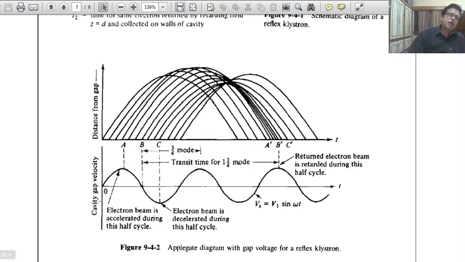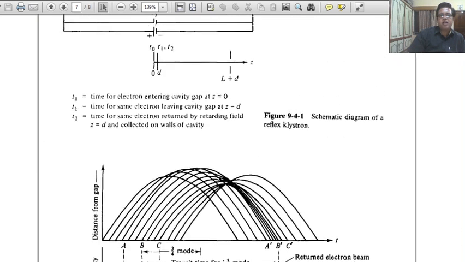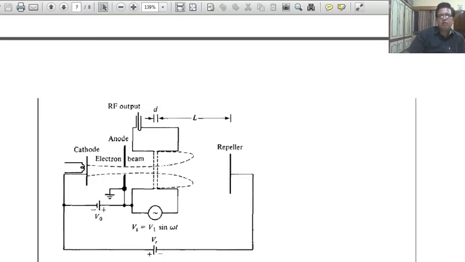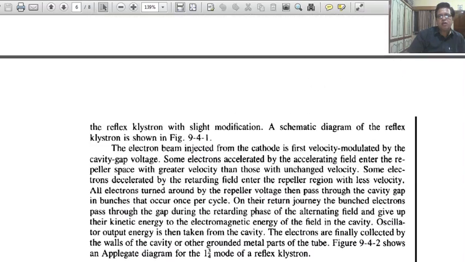This is the distance from the gap, and A, B, C are showing the 3 electrons. B is the reference, A is the earlier, and C is the later electron. After a transit time interval of 1 3/4 mode, they meet here, and this is the point where the returned electron beam is retarded during this half cycle. So this is explained by these diagrams. Now come back here.